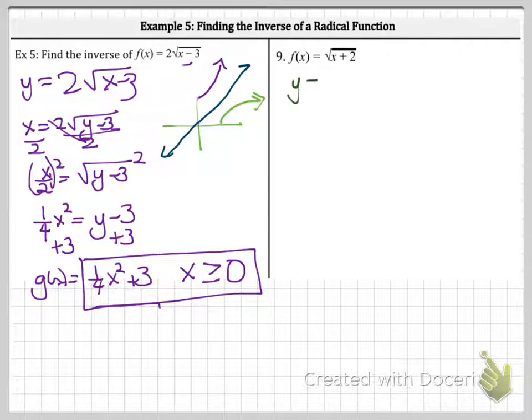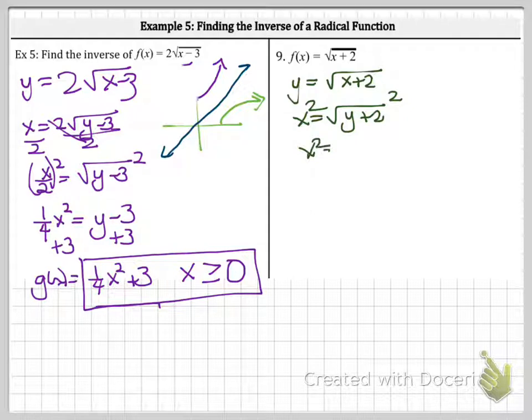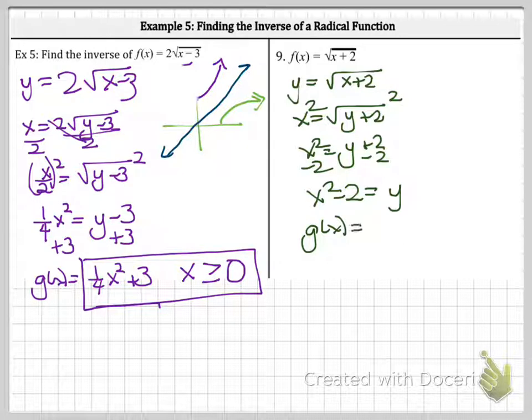Okay, so if you tried it out, y equals the square root of x plus 2. Let's square both sides immediately. y squared, oh, I forgot to switch the roles. So let's do that first. x equals the square root of y plus 2. Now we can square both sides. So x squared equals y plus 2, minus 2 to both sides. So we have x squared minus 2 equals y, or g of x equals x squared minus 2.